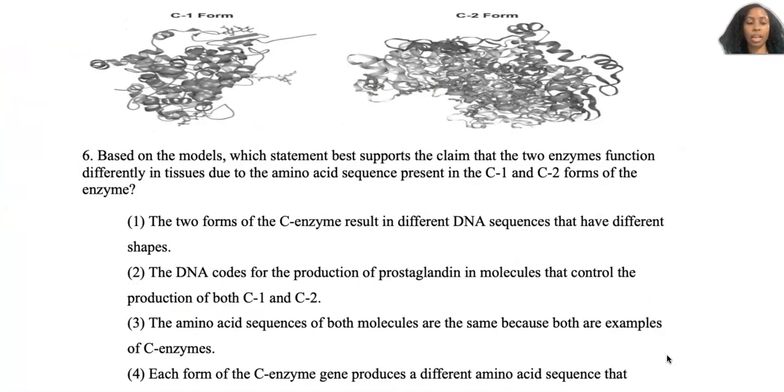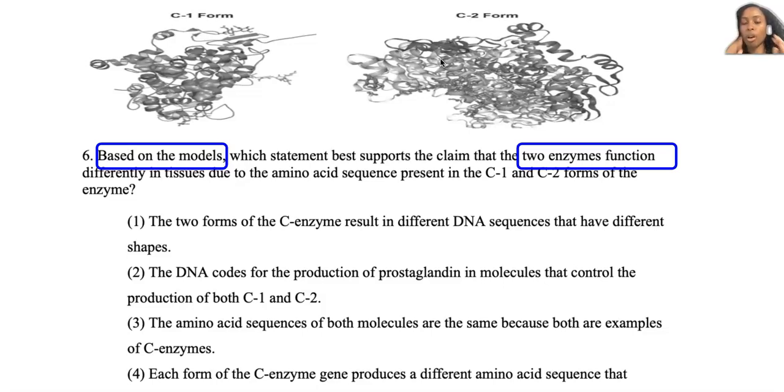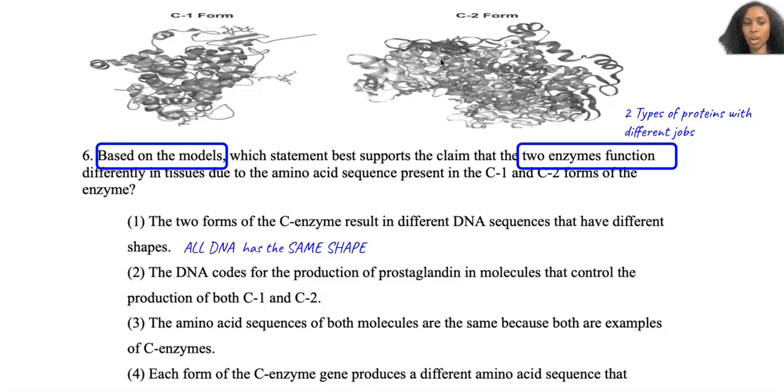Next, I'm going to go back and look at the question. This question is saying based on the models, so I should be looking at these images and applying what I already know. And it's saying to support a claim that two enzymes function differently. So automatically I'm saying, okay, these two proteins have different jobs, and I'm trying to figure out why that is a possible reason. So I'm going to start looking at question number 1.